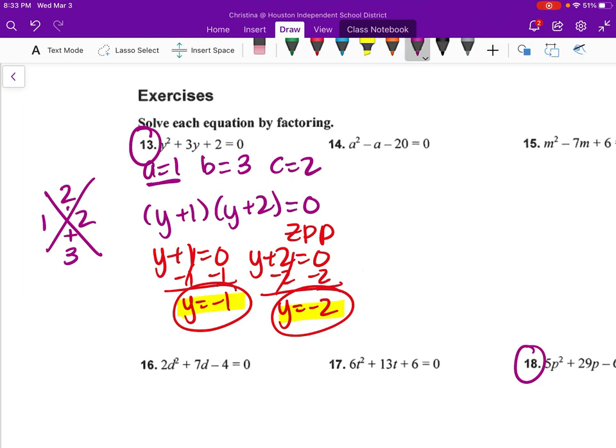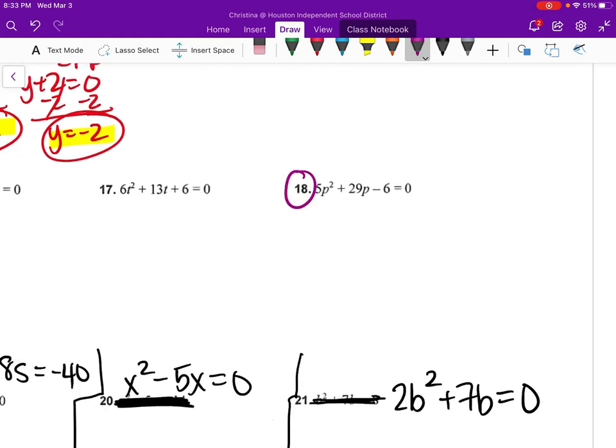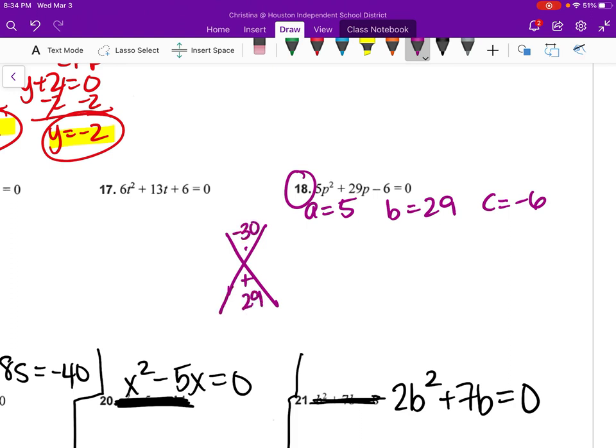Let's look at question 18, and then we'll do some of the fun ones at the bottom. For question 18, first thing I'm going to do is label A, B, and C. Okay, off to the side, I'm going to make a little x, and I'm going to try to find 2 numbers that multiply to -30, but add up to 29. Again, especially for this question, don't overthink it. We can use 30 and 1. Unfortunately, 1 has to be negative, so let's make the 1 negative.